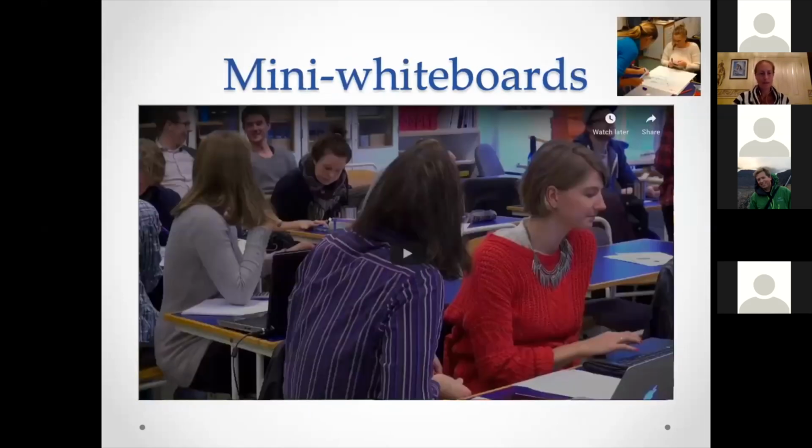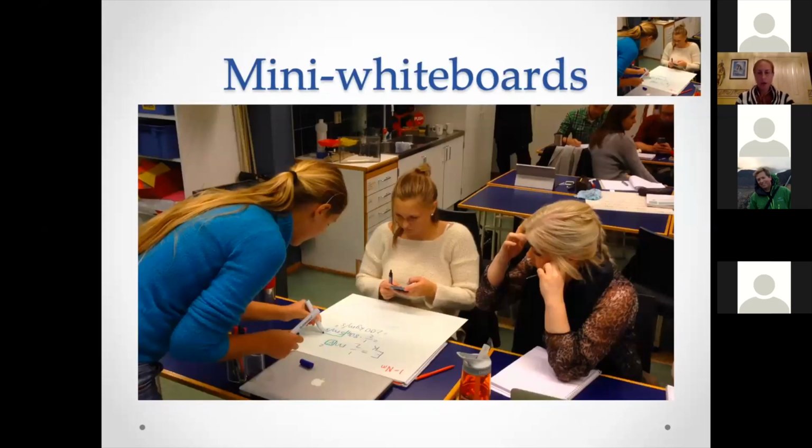Okay, so another student active teaching method that I've used is simply using mini whiteboards. These are little whiteboards where the students can work in groups of 2 or 3 on problem sets, preferably problem sets that are useful to visualize either with equations or with drawings.